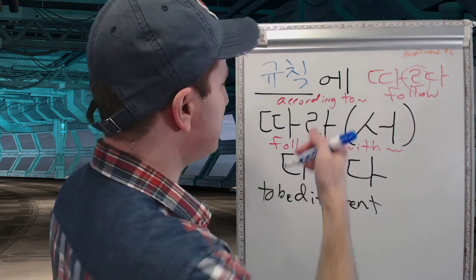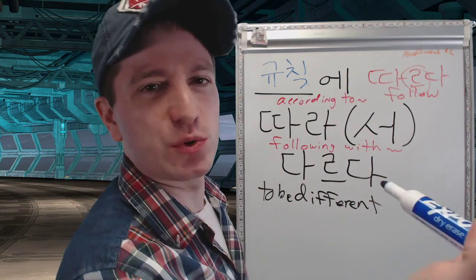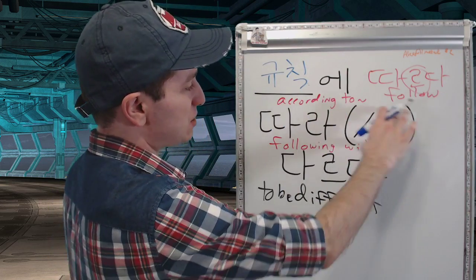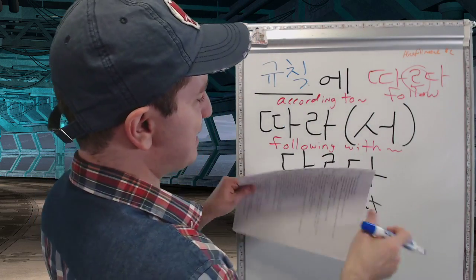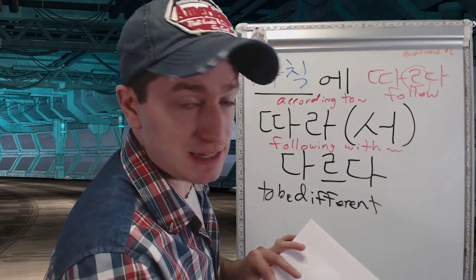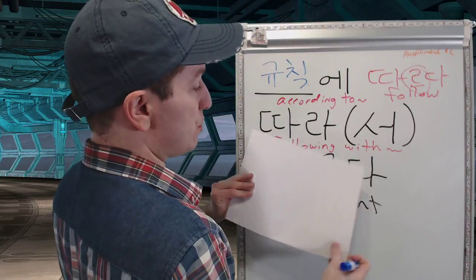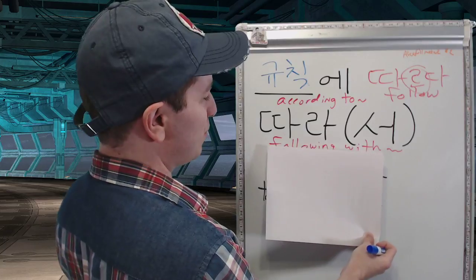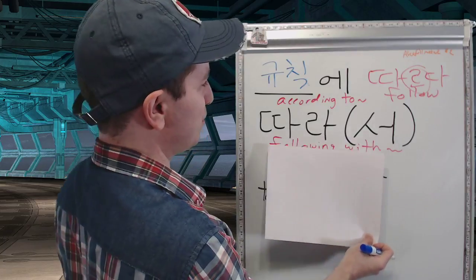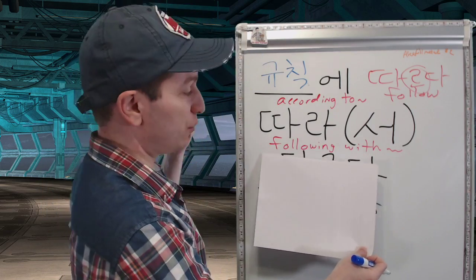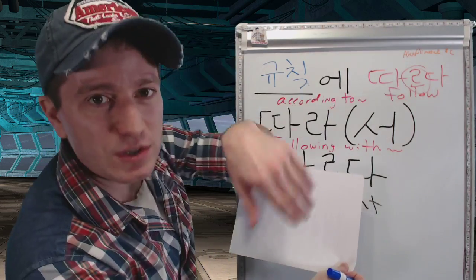규칙. 규칙 means rules, like regulations or rules for a contest or rules for something. So 규칙에 따라서, by itself, is a valid phrase. According to the rules. According to the rules, you lost. According to the rules, you can't do that. This by itself means according to or following with. So you can do other things with it if you want.